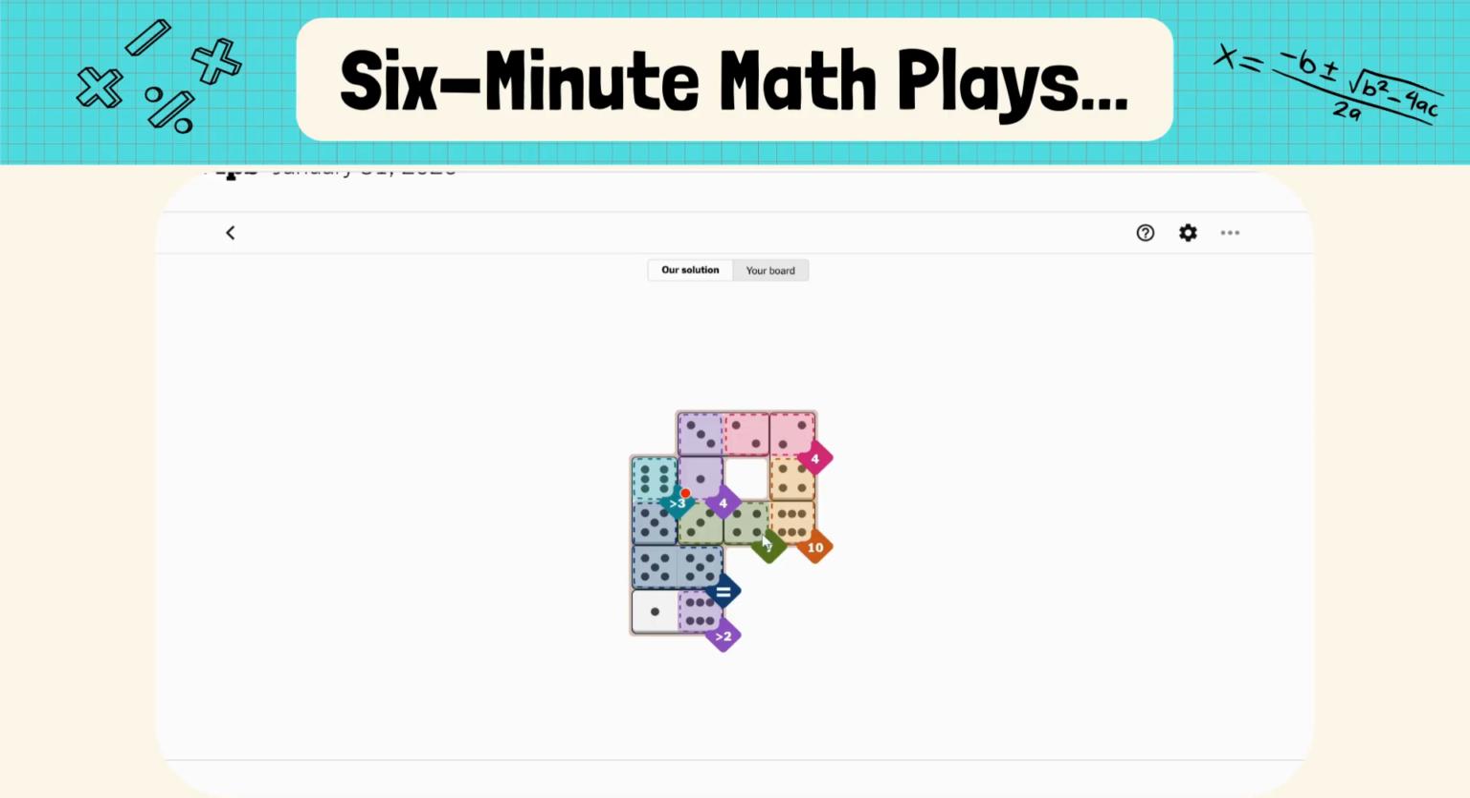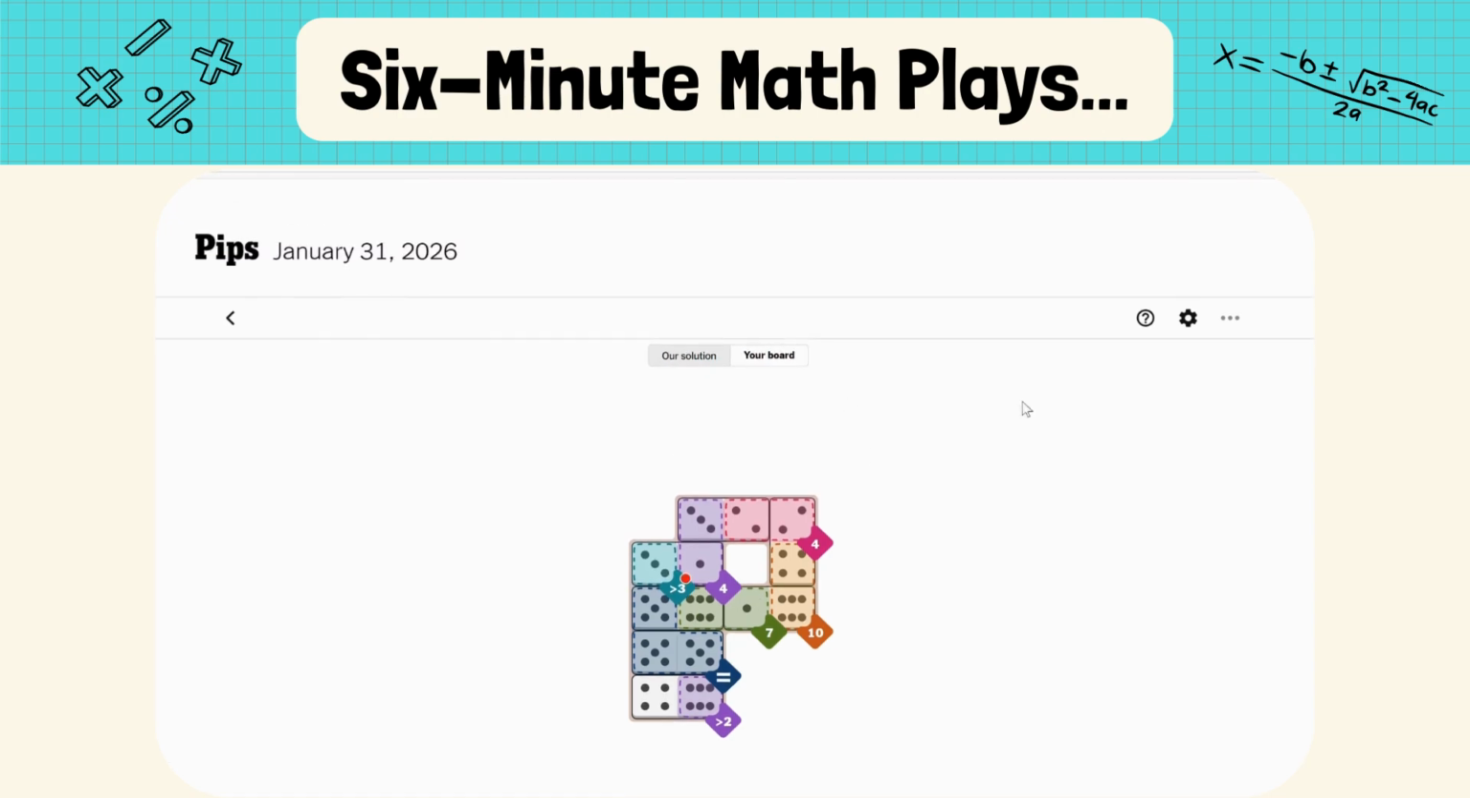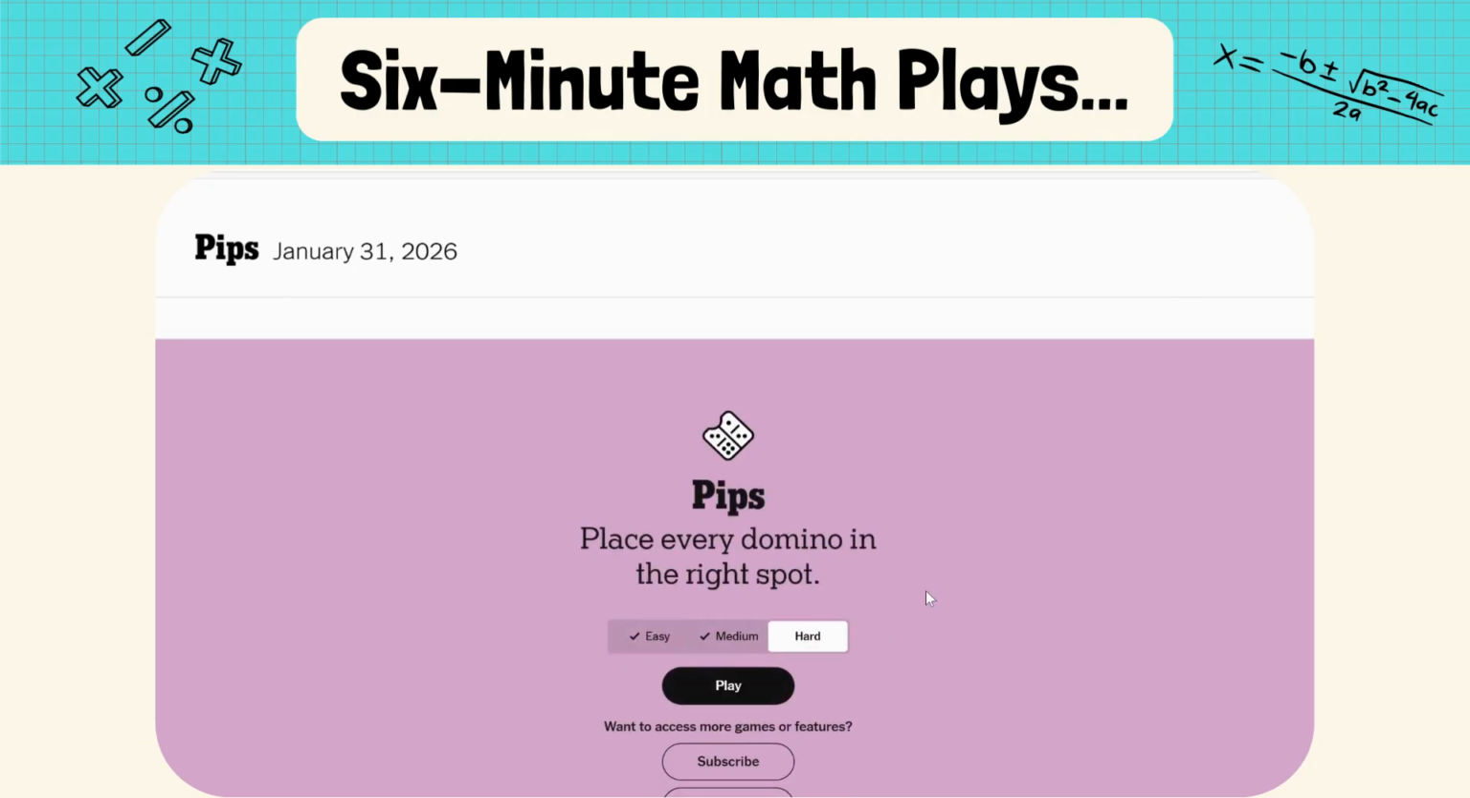What happened there? 4, 2. I was convinced that the 6, 4 was here, or the 6, 1. Interesting. Oh, I actually could have just switched the 6, 4 and the 6, 1, and I could have got it. Shucks. Okay, let's try our hard.